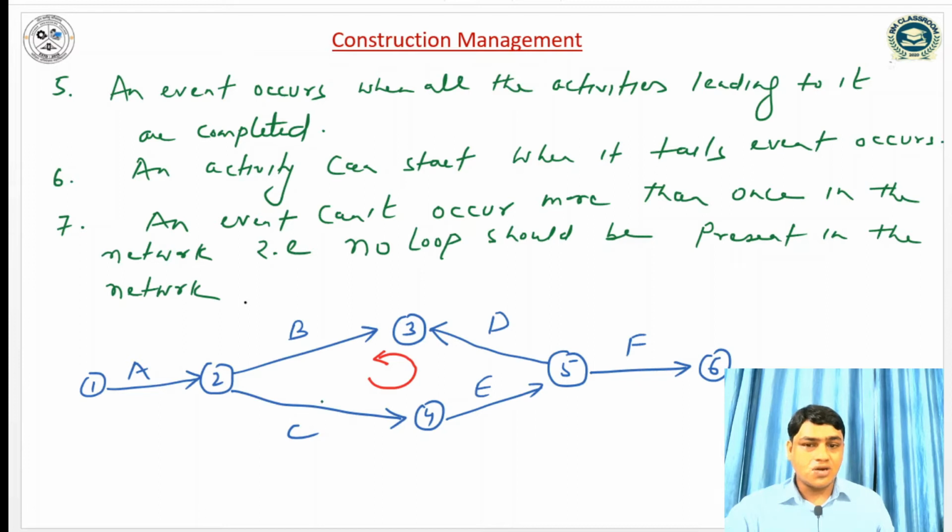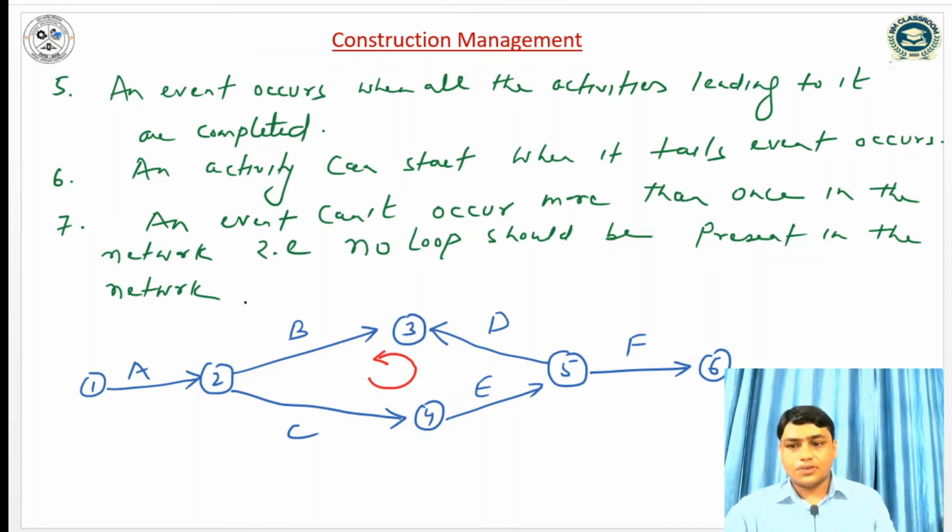Similarly, we can see 1, 2, 4, 5, 3. So event 3 is coming two times. If I write the network, 1 to 2, 2 to 3, but also 1 to 2, 2 to 4, 4 to 5, and once again 5 to 3. It should not be like this, and we can see that a loop is coming. So this type of network is not acceptable, and the error is called a looping error.